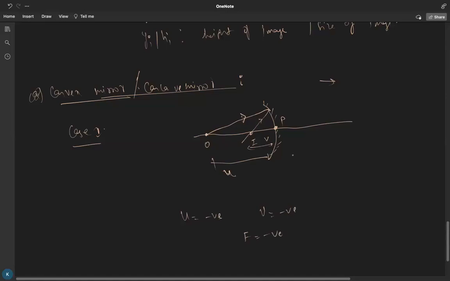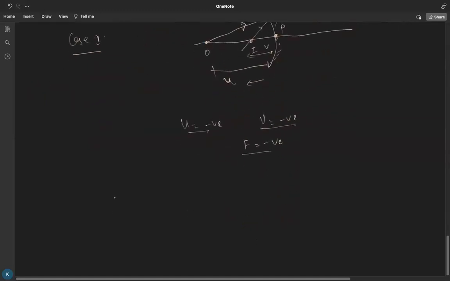Why am I saying this? Because our incident ray of light is going in the positive x direction, and we are taking the distance in the negative x direction, right? In this direction from pole, the object is placed in the leftward direction, so it will be termed as negative. And v is also negative, f is also negative, right?